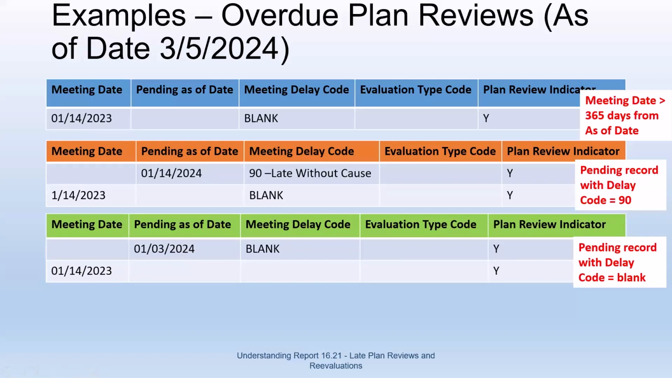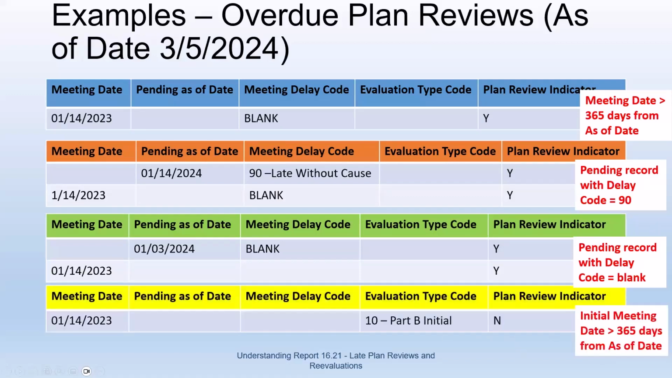But unfortunately, now it is March 5th, 2024. So we're comparing the last plan review, which was January 14th, 2023, to the as of date. It is late, and the meeting delay code is blank, meaning there is no justifiable reason, or at least none that appears in CALPADS, for this meeting being late. So that is why this particular record would show up in the overdue plan review.